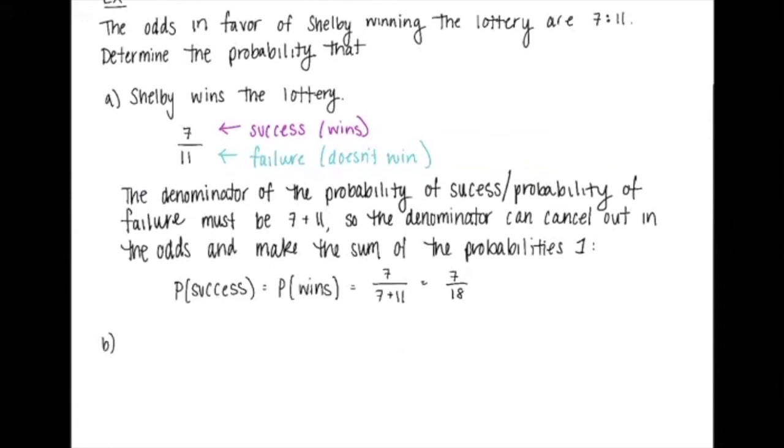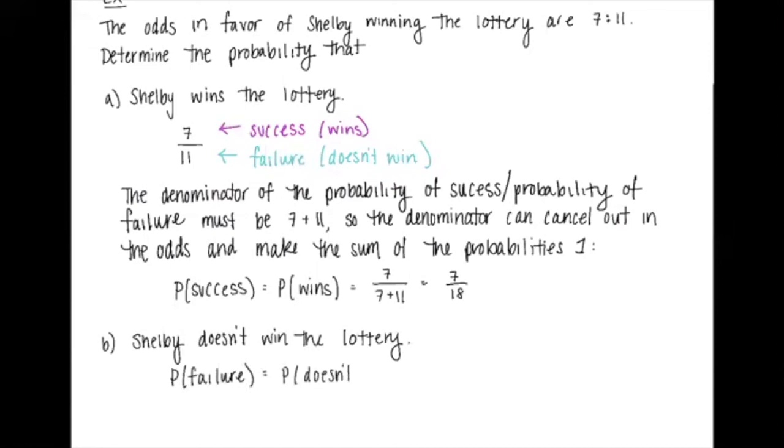If we try to figure out the probability that Shelby doesn't win the lottery, we're just going to use that failure from the bottom. So the probability of failure is the probability she doesn't win. So you have 11 out of their sum. So you have 11 in 18 chance.